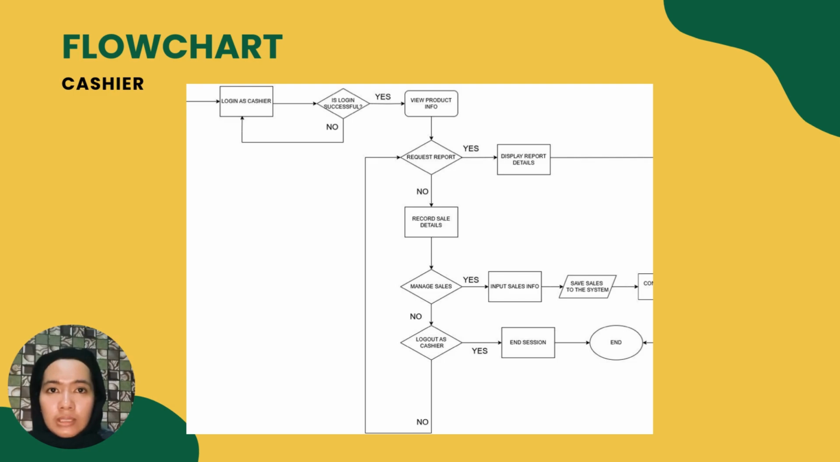The core function is, of course, processing sales. The cashier can choose to record sale detail. These paths lead them to manage sale, where they will input the item being purchased. The system then saves this sale information. Another key feature is reporting. If the cashier needs to see a summary of the transaction, they can request report. The system will then display the detailed report.